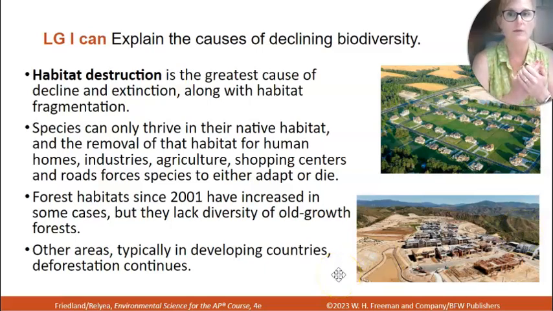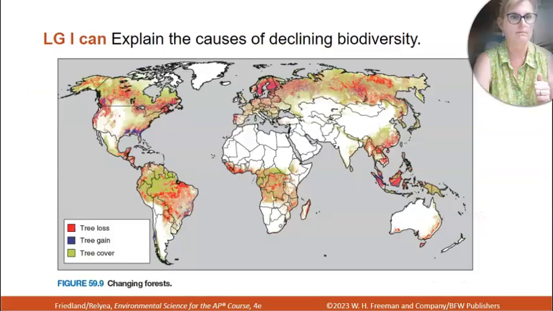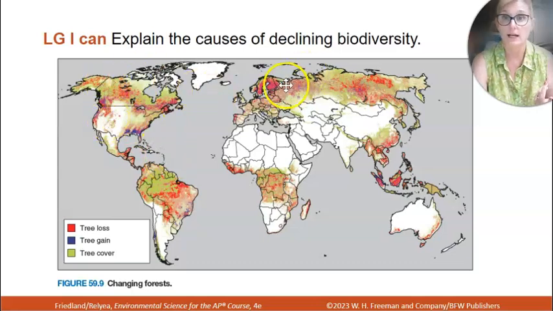You're going to reduce the habitat, and some species can't live among humans. Others can, most cannot. And you can see here we have lots of tree loss in the entire world, shown in red.